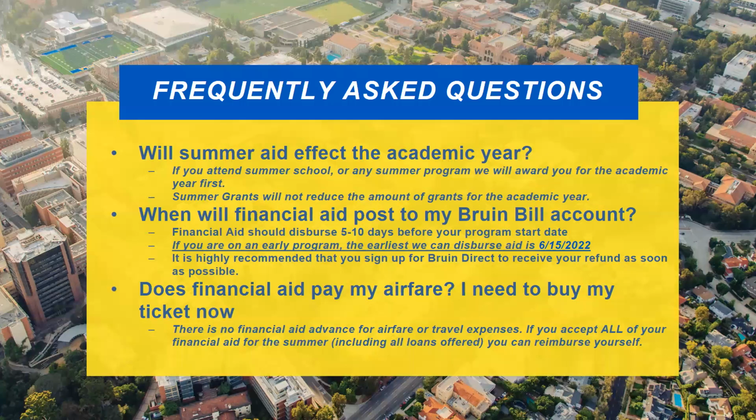For grants, the grants you receive in the summer have no effect on your grants for the academic year. It's the loans that we offer in the academic year that can affect your summer loan eligibility, or the types of loans that you can get in the summer.